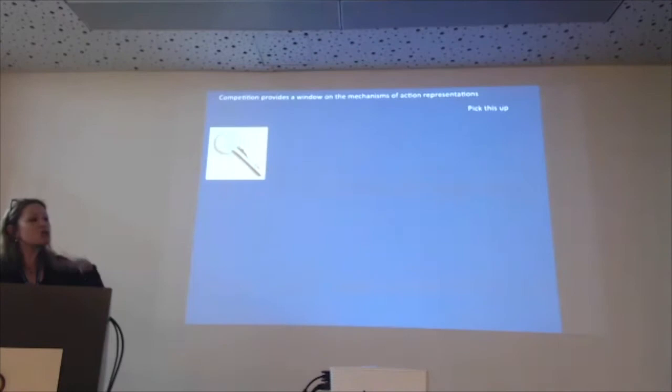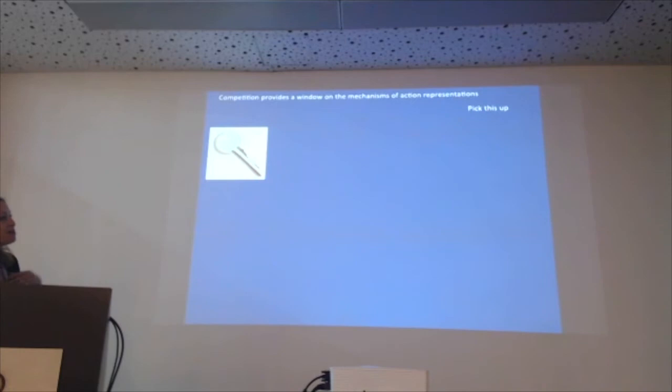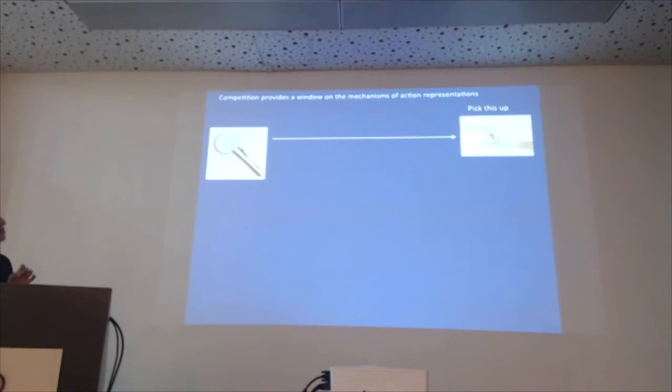by contrasting the different kinds of competition that we study in my lab. This is a little bit of a tutorial. If you see that object and you're thinking about picking it up, or instructed to pick it up, you can do that directly from vision. You don't need to know anything about it. But if I say use this object, you have to first identify it.